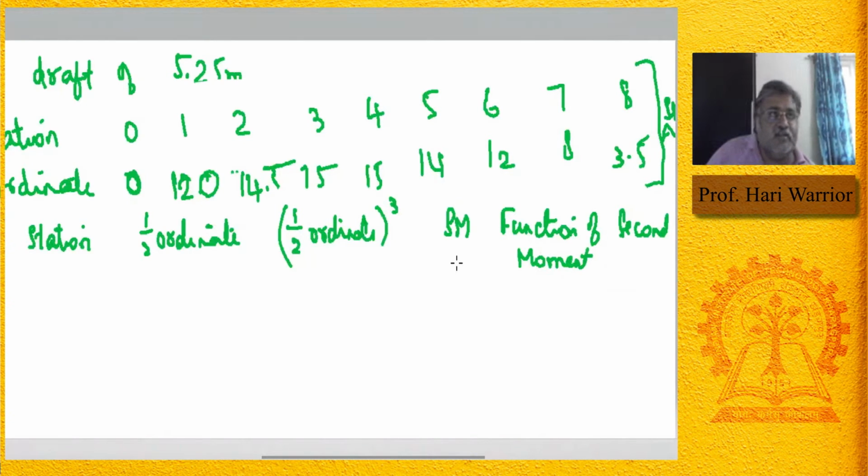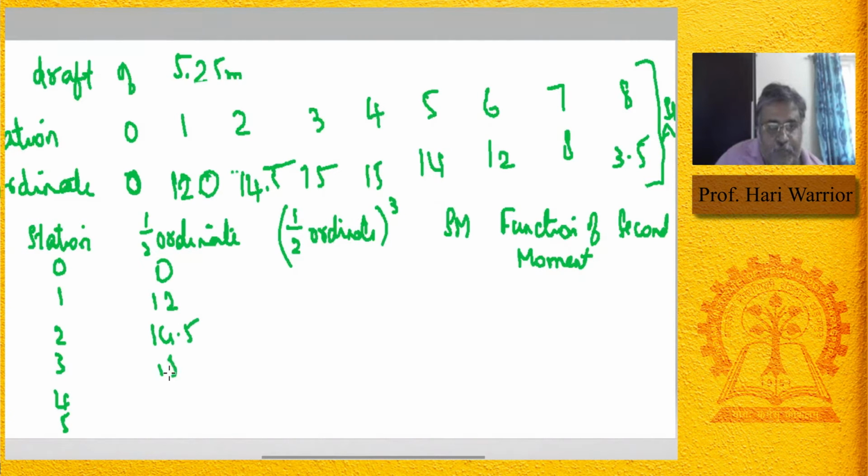So for this, what kind of Simpson's multiplier? Let me put it this way. Once you make this table, then it's very easy. If you make this, I'll write it like this. You will have the half ordinate given as 0, 12, 14.5, 15, etc. And half ordinate cubed you will have to find. What will be the Simpson's multiplier?